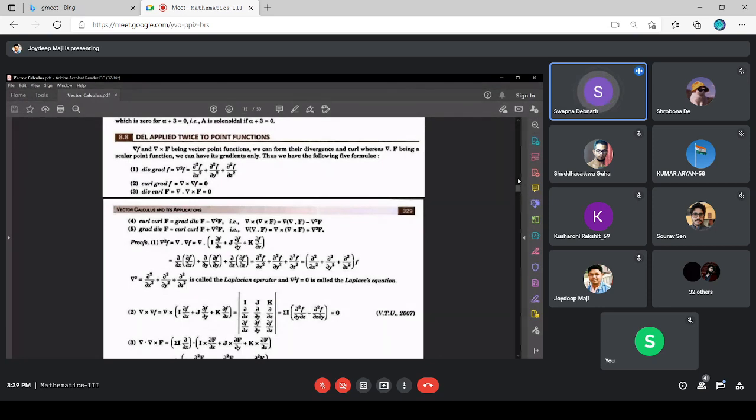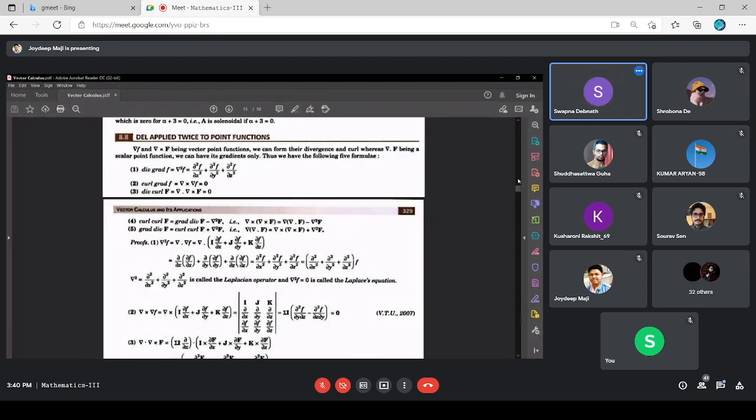How it comes, del square f. Just one by one from the right hand side. f is a scalar quantity, gradient f is a vector quantity, that means del f, and divergence means del dot. Therefore del dot del f is equal to del square f. Therefore if del is applied twice, then the first formula gives del square f.